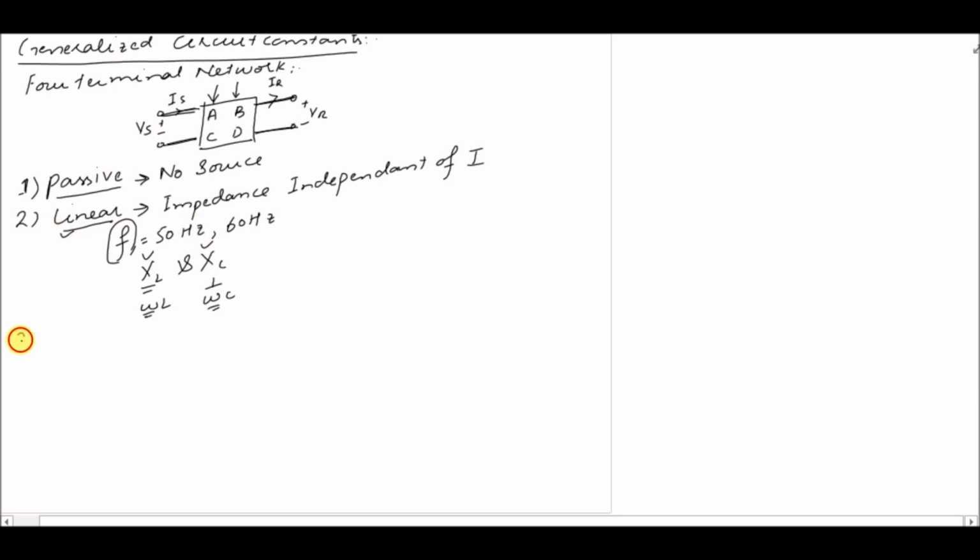The third property is bilateral. Irrespective of the current direction, the impedance value will remain the same. Whether current is flowing in one direction or the other, the impedance is independent of the direction of the current. So the impedance value is constant, and the transmission line is bilateral as well.